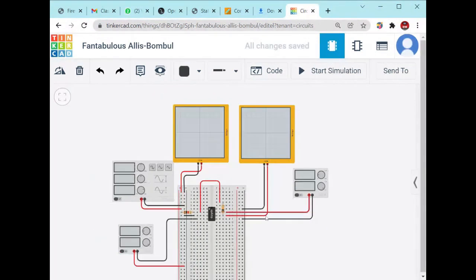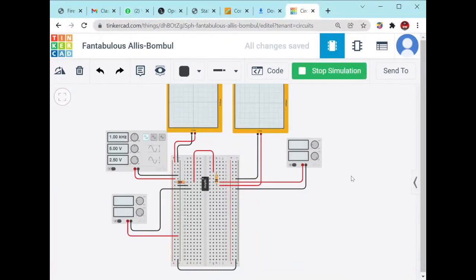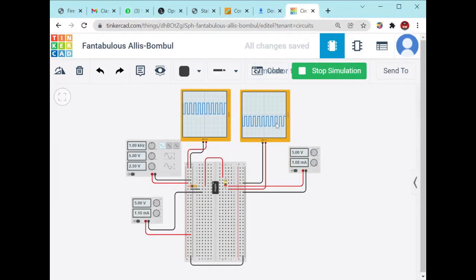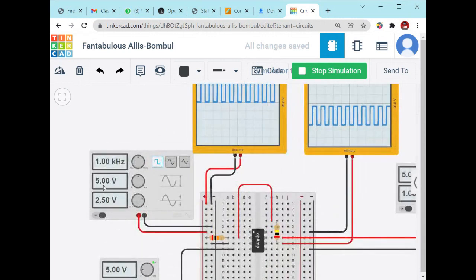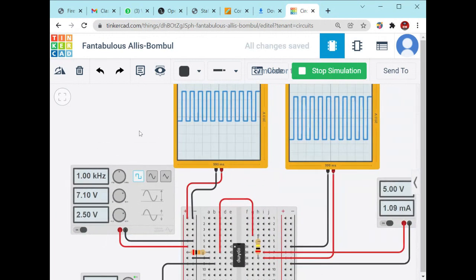You need to connect all the ground positions with each other. Make all the ground connections together and start simulating this experiment. You can change the voltage level from here. You can fix this value like this and find out its output.